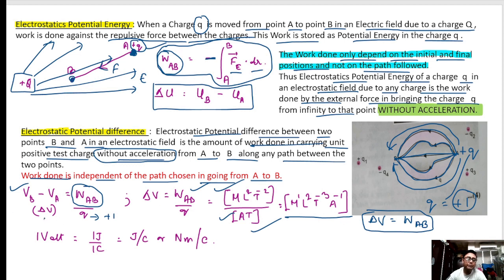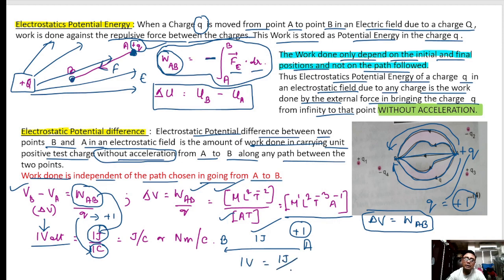Now watch, if the potential difference is 1 volt, W is 1 joule and Q is 1 coulomb. So what is 1 volt? It is when 1 joule of work is done to carry a unit positive charge from A to B. If I carry a unit positive charge from A to B and do 1 joule of work, then 1 volt will be 1 joule per unit charge. So the SI unit is joules per coulomb or Newton meter per coulomb.